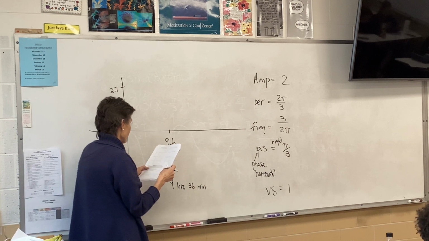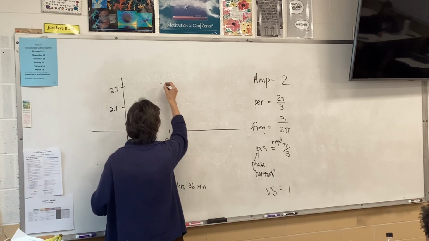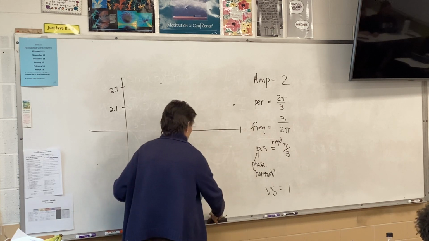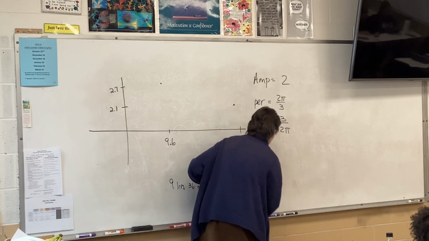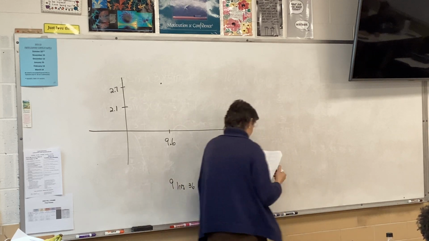Low tide was at 3:48 p.m. Okay, so this was high tide. Low tide is out here. Let's change that into a decimal. What will that be decimally?